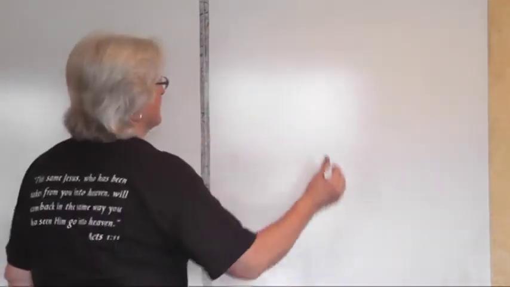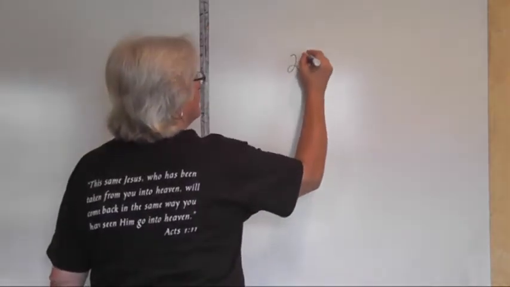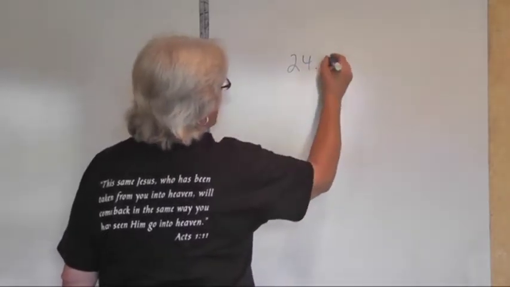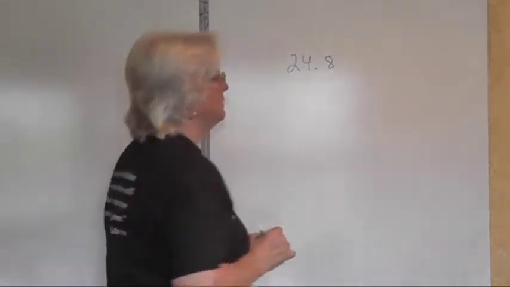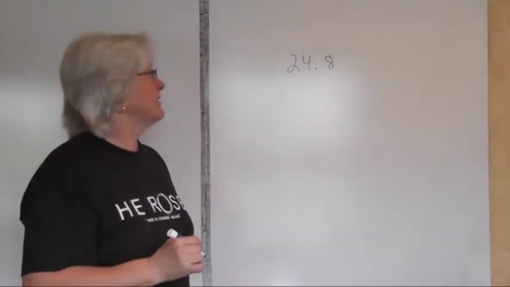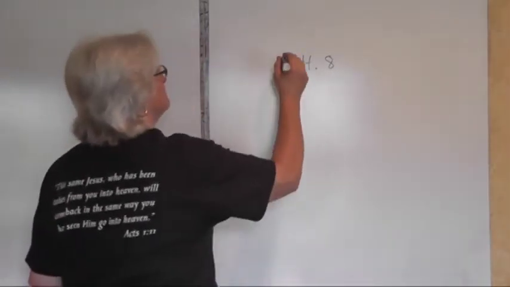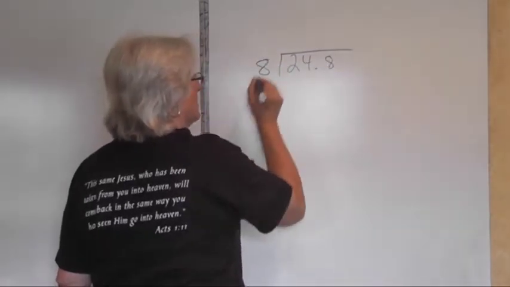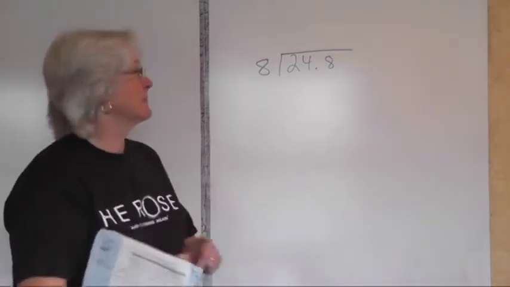You divide decimal numbers in a very, very similar fashion to how you would divide whole numbers. Let's just say that we are going to divide a decimal number, 24.8, and we want to divide that by 8. Long division here. We're dividing by a whole number.